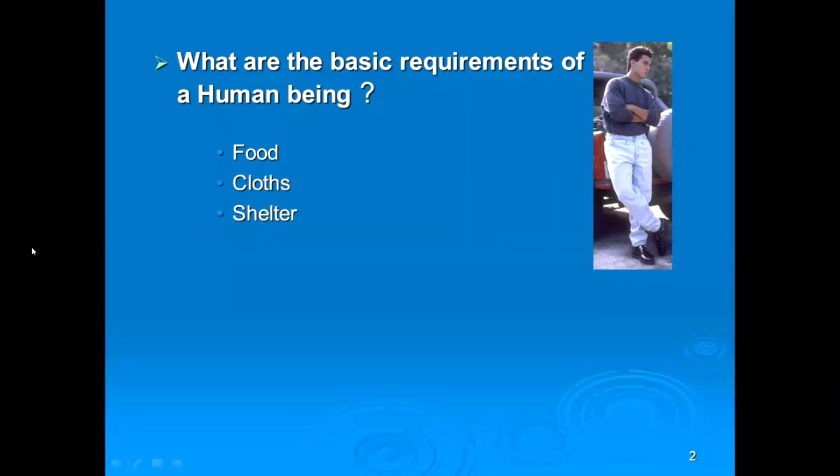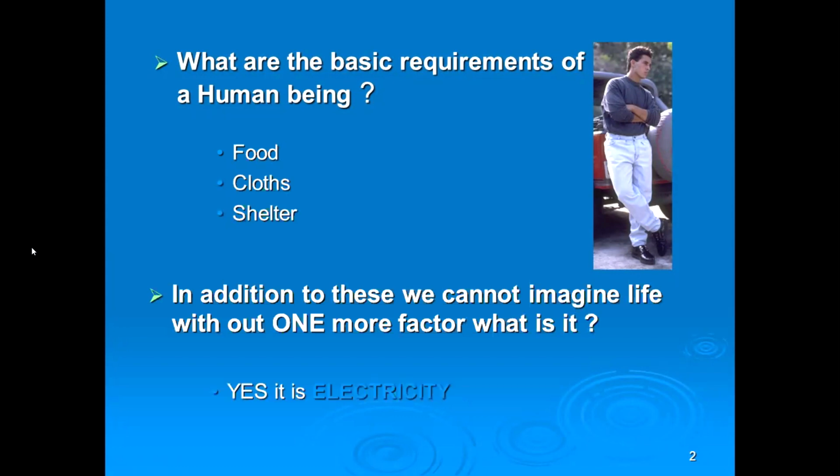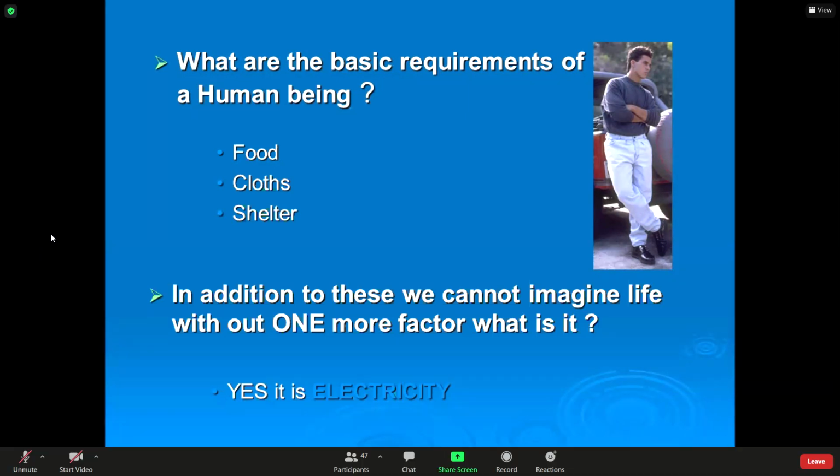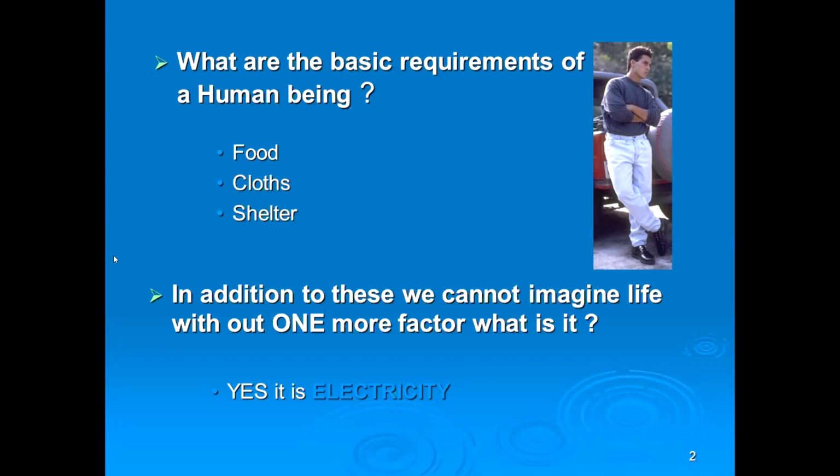But in the modern world, electricity is also coming into the basic requirements of a human. In the olden days, the basic requirements for a human being were three things: food, clothes, and shelter. But nowadays the fourth one is coming into the picture, that is nothing but electricity. Electricity is also now one of the basic requirements for the human being.